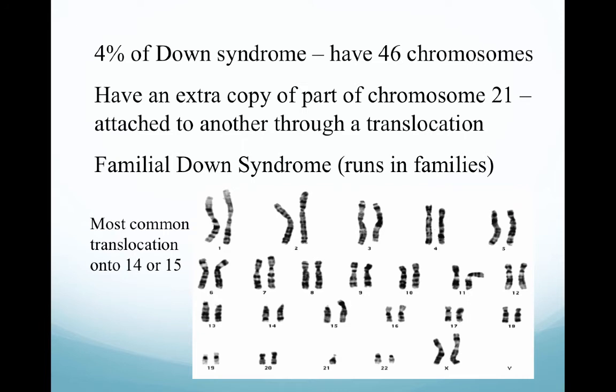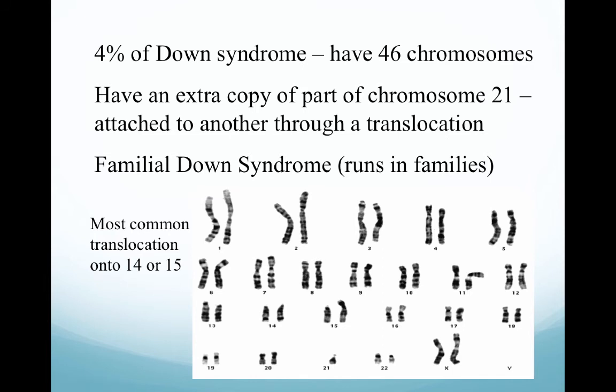So 4% of the Down syndrome cases actually have 46 chromosomes. So this is 46. It's supposed to be 45, I'm sorry, 45 chromosomes. So 21 right here, there's only one copy of it. And so what ends up happening is sometimes we start to see. Sorry, no, I'm misreading things.